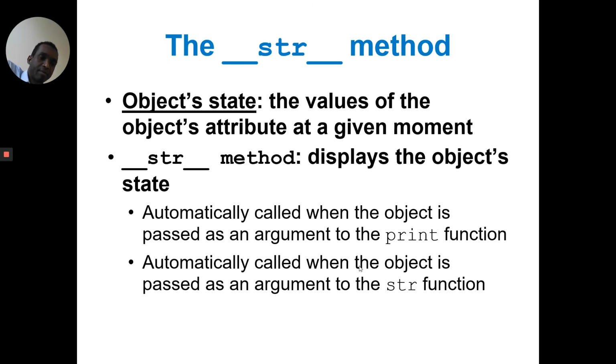You have the str method, and the object state is the value of the object's attributes at a given moment. So the str method displays the object state.